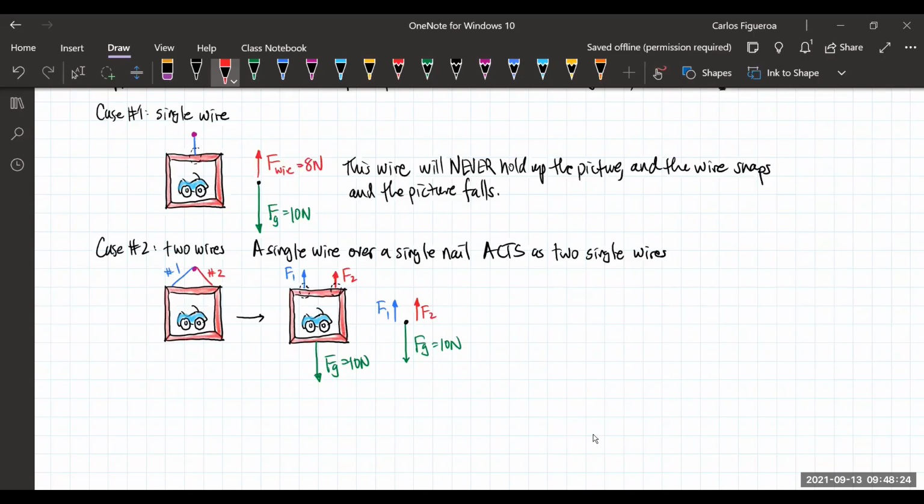So what this implies here is that an 8 Newton strength wire can hold up a 10 Newton weight picture frame, which is pretty cool. So by doing this, it costs less money. And that's why having a wire attached 2 different places on a picture frame will give you that scenario here.